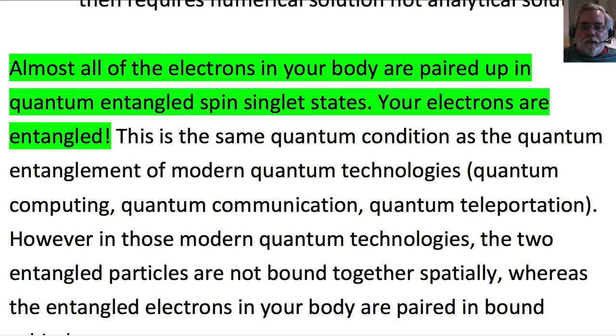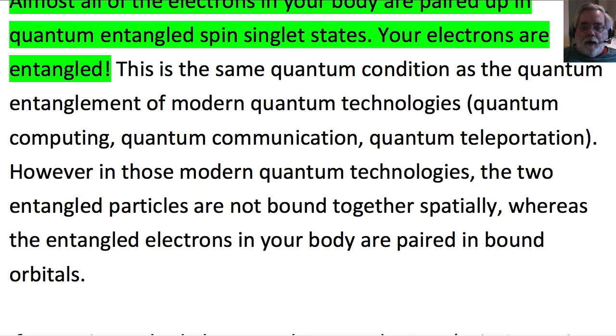This is the same quantum condition as the quantum entanglement of modern quantum technologies. Quantum computing, quantum communication, quantum teleportation. However, in those modern quantum technologies, the two entangled particles of interest are not bound together spatially, whereas the entangled electrons in your body are paired in bound orbitals. In the next lecture, D6, we will talk about pairs of quantum entangled particles that are not bound together spatially.